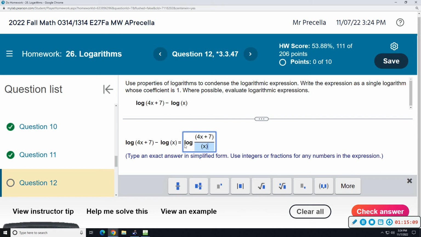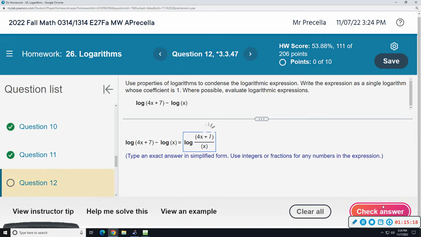Oh, I like this one. It's just log. You don't have to be typing in a base. So I'm going to get this one right.